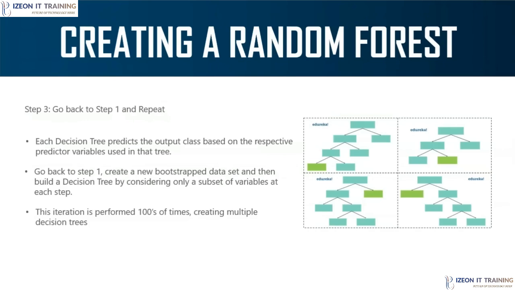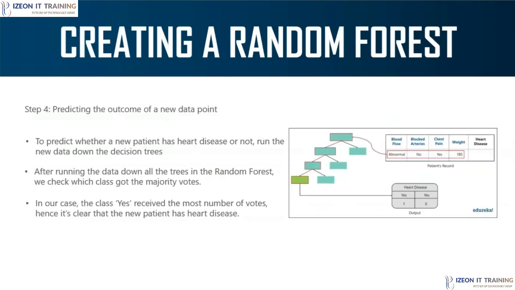Having a variety of decision trees in a random forest is what makes it more effective than an individual decision tree. Instead of having an individual decision tree which is created using all the features, you can build a random forest that uses multiple decision trees, wherein each decision tree has a random set of predictor variables. Now, step number four is predicting the outcome of a new data point.